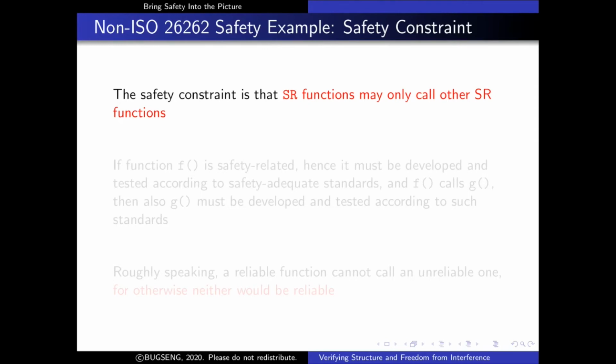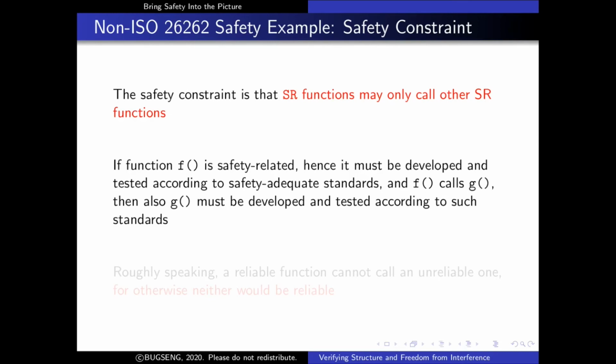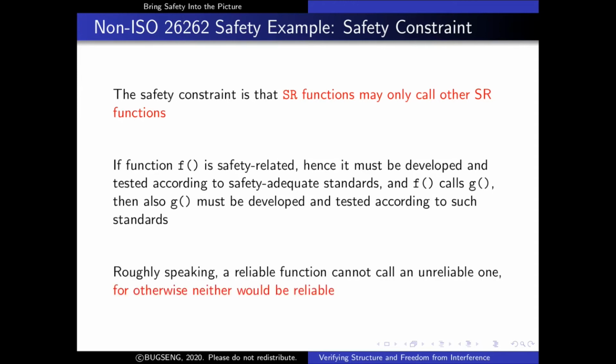The safety constraint is that a function in SR may only call other functions in SR. What is the rationale? Of course, if the function f is safety related, it has to be developed and tested according to stringent standards. And if f calls g, then g must also be developed and tested according to some standard. So roughly speaking, a reliable function cannot call a non-reliable one, for otherwise neither would be reliable.